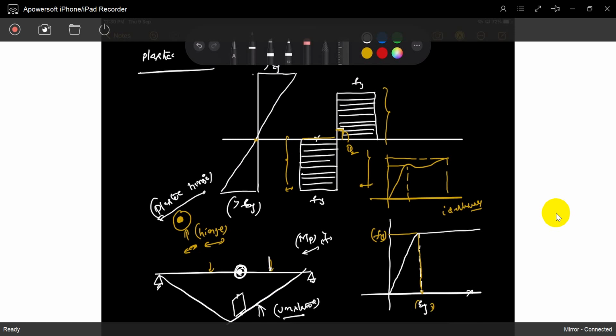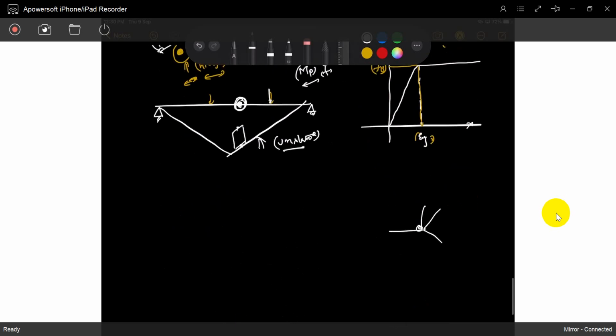Understood? It's like a planet: after certain years it converts into a black hole, the solar system converts into a black hole. Like this, every point in the system has the same thing. The point resists the strength up to MP. At MP, all the strength it has is already given. So later there is no strength, it behaves as a hinge. Got the idea? That is called a plastic hinge.